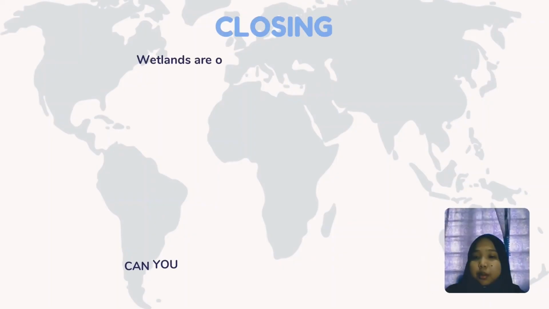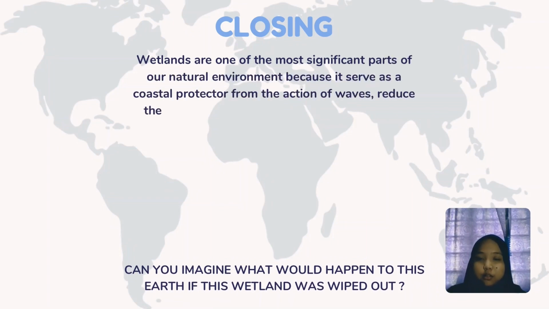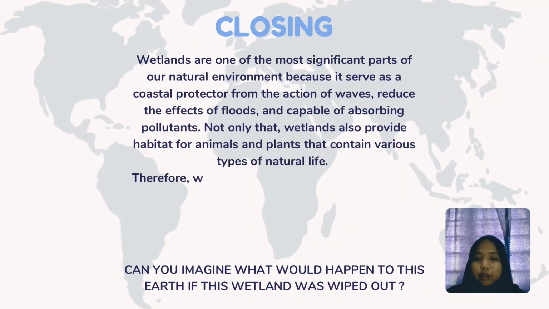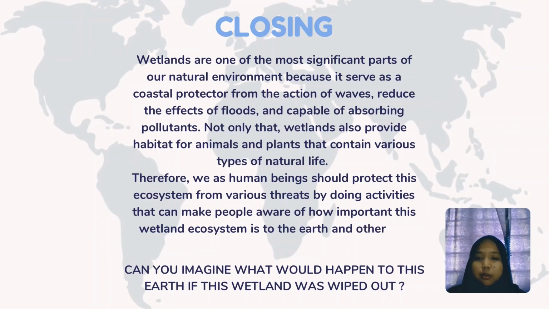Wetlands are one of the most significant parts of our natural environment. Wetlands serve as a coastal protector from the action of waves, reduce the effect of flood, and are capable of absorbing pollutants. Not only that, wetlands also provide habitat for animals and plants that contain various types of natural life. Therefore, we as human beings should protect this ecosystem from various threats by doing activities that can make people aware of how important this wetland ecosystem is to the earth and other life.